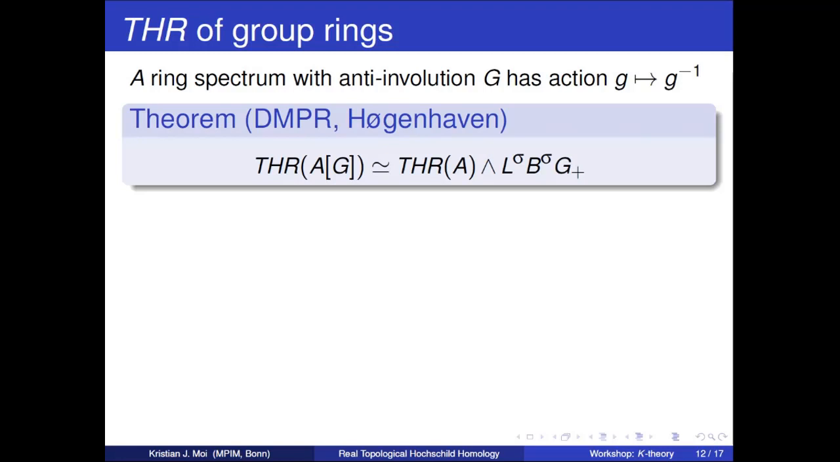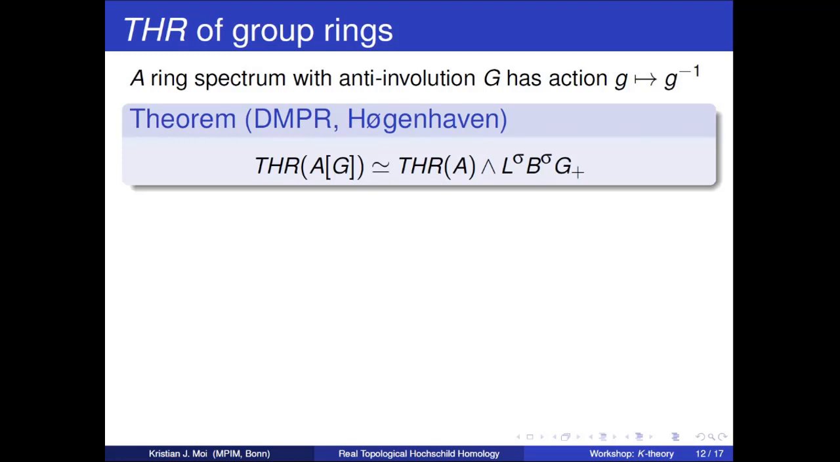Let me say a little bit about what the right-hand side is. If you forget about the actions of Z/2 and everything, then on the right-hand side you have THH of A smashed with the free loop space of BG. So that's the space of maps, unbased maps, from S^1 to BG. BG is the classifying space of the group.